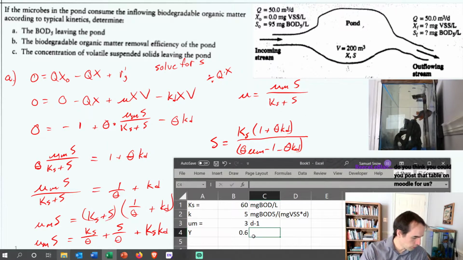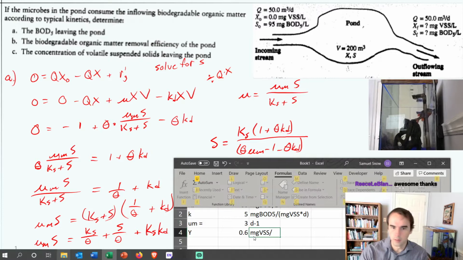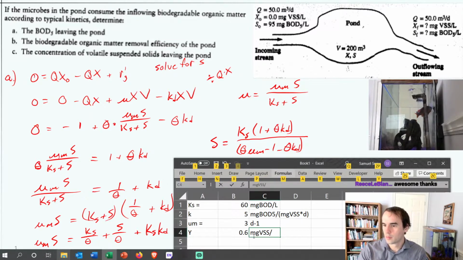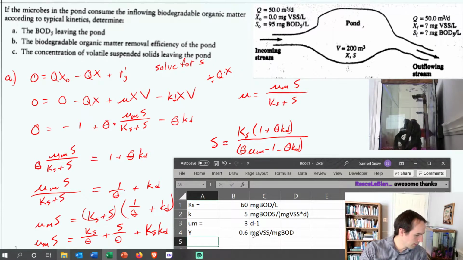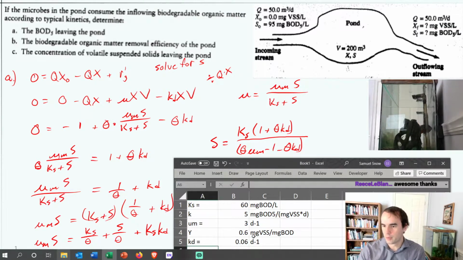Okay, so the yield coefficient then, that was milligrams VSS per milligram BOD. And lastly, Kd was 0.06 per day. Okay, so we've got those parameters, and we want to find our S for this problem.